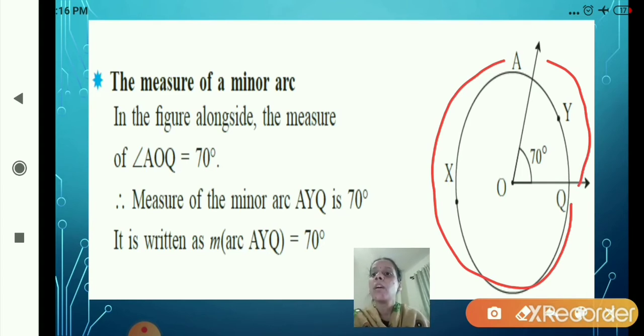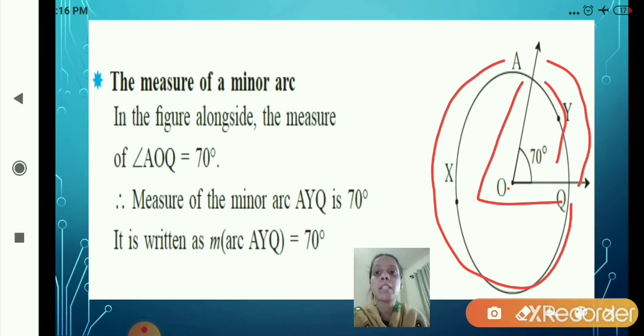Now what is the measure of the minor arc AYQ? In the figure alongside, the measure of angle AOQ is equal to 70 degree. This is which angle? Central angle. Yes, because the vertex of this angle, that is O, is the center of the circle. So angle AOQ is the central angle, and its measure is given as 70 degree. So what is the measure of AYQ? It is also 70 degree, right?